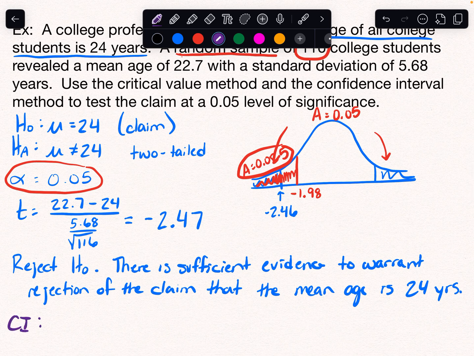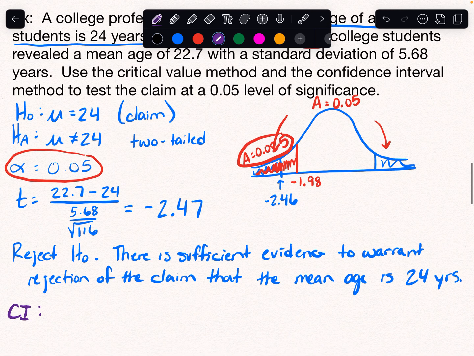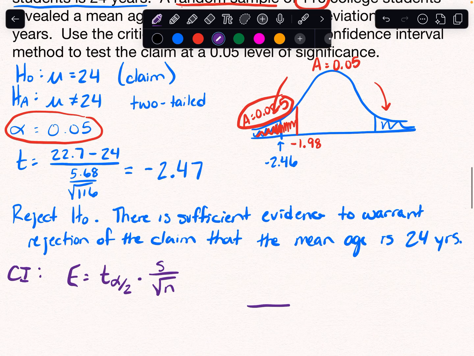Just like with proportion, we need to calculate the margin of error. I did look back into chapter 7 just to figure out what the formula is. Our margin of error formula for confidence intervals is t alpha over 2 times the standard deviation over the square root of n. Sorry, I got confused on our critical value here, but I'm back on track.